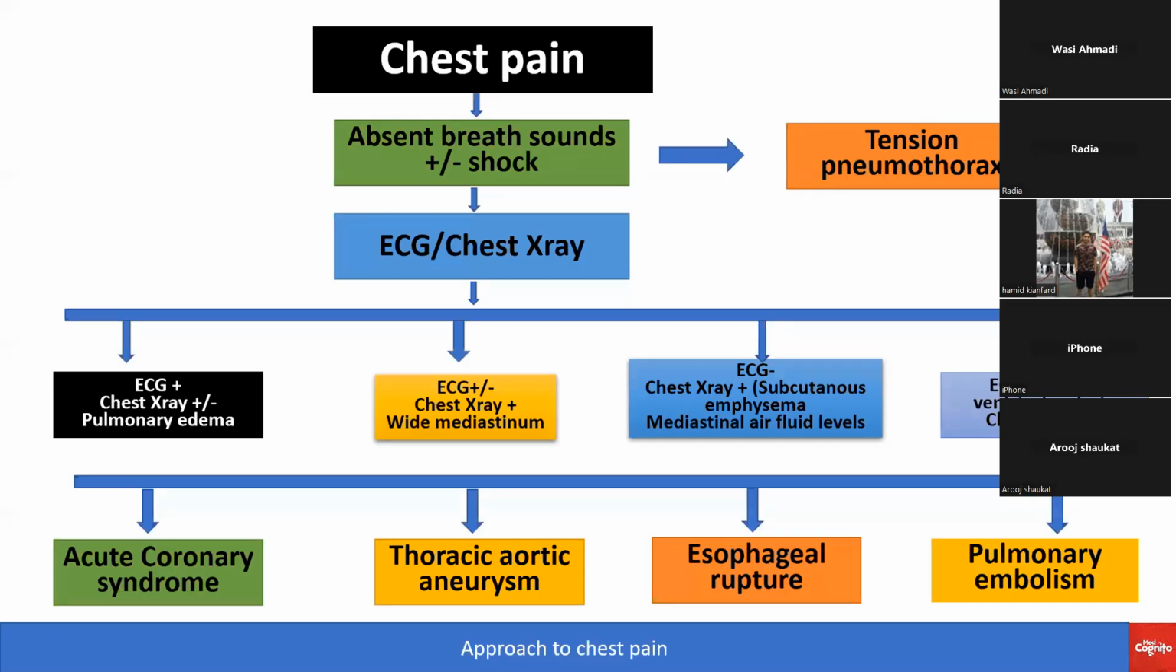Acute chest pain, the patient has no absent breath sounds, you can hear breath sounds. So I'm not thinking about tension pneumo. I go on to do my ECG. My ECG is done, and I also do my chest x-ray. And my ECG is positive with ST segment elevation, and maybe the chest x-ray shows some pulmonary edema. My next diagnosis is acute coronary syndrome.